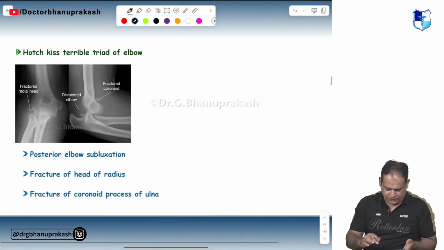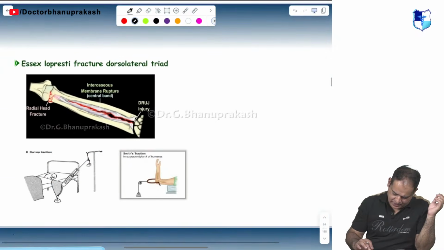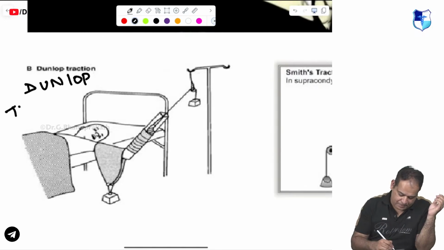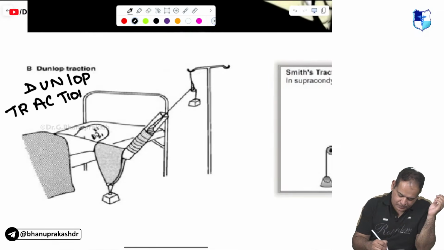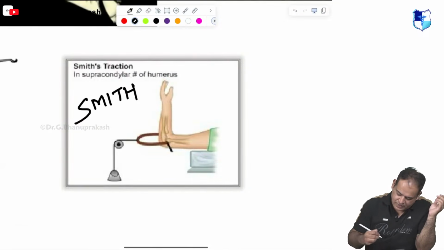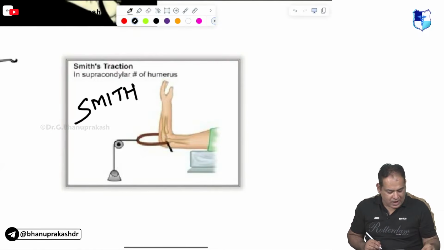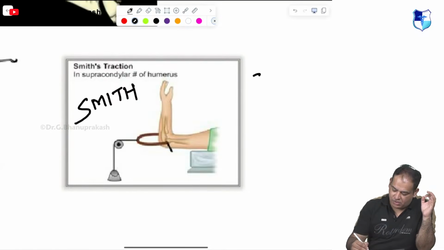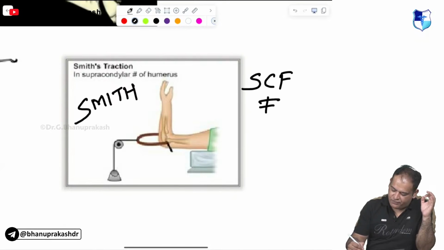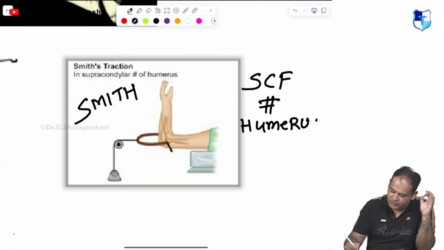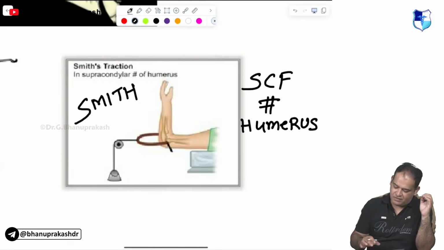Pulled elbow. This is already written. Hotchkiss, terrible triad, encephaloplasty. Now here, what you get to see is Dunlop traction. This what you get to see is Smith traction. Both of them are for temporary stabilization of supracondylar fracture humerus. So they will just temporarily stabilize the fracture.